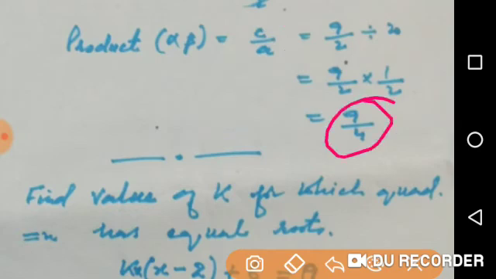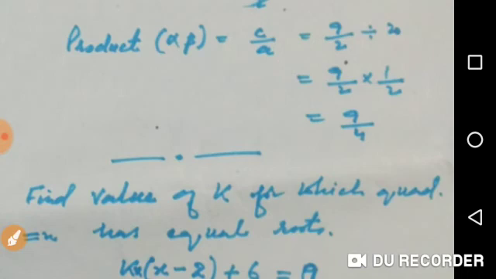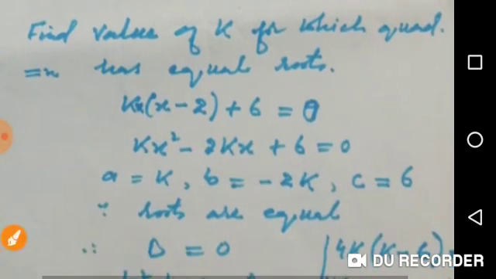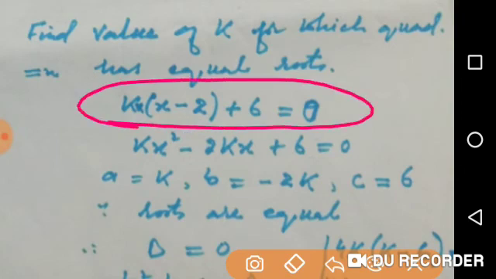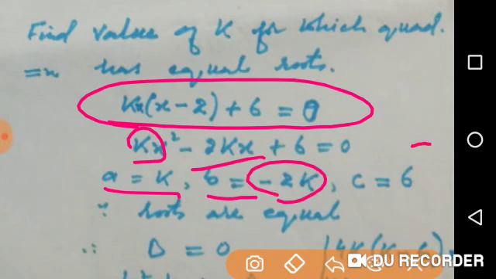One more example I am going to show you, which is very important: find the value of k for which the quadratic equation has equal roots. We have been given a quadratic equation and we are told to find the value of k. First of all we will multiply kx to x and 2. So we get kx square, kx into 2 is 2kx, plus 6 is equal to 0. So here a is k, b is minus 2k and c is 6.